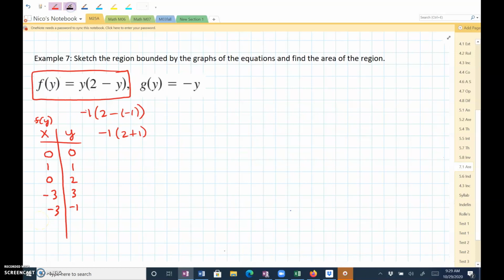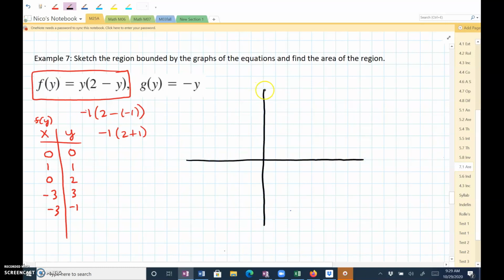So let's see what the graph of this looks like. So I got 0, 0, got 1, 1, I've got 0, 2, I've got negative 3, 3, and I have negative 3, negative 1. So it looks like this so far.